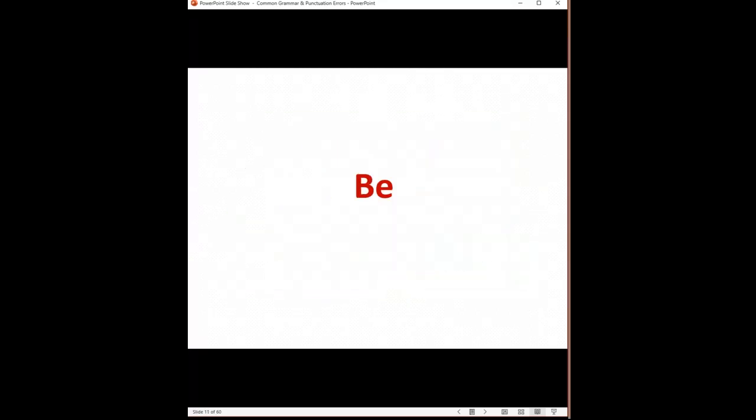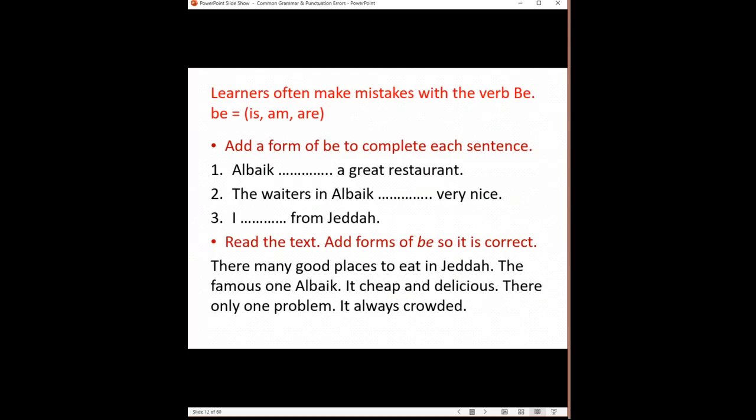So let's talk about grammar. Let's deal with the first one, which is verb to be. Please look at these. Learners often make mistakes with the verb to be. What is verb to be? It is am, is, and are in the present tense. I want you to add the form of verb to be to complete each sentence.